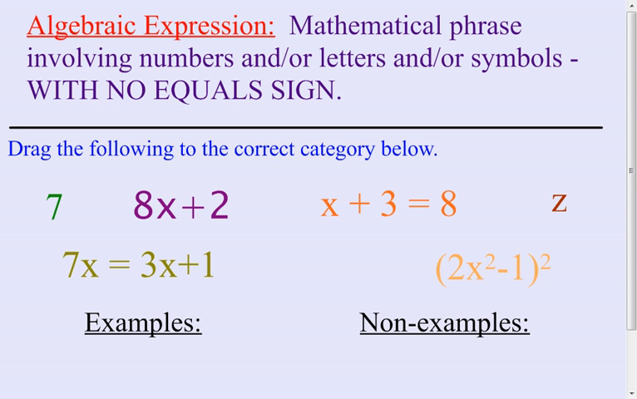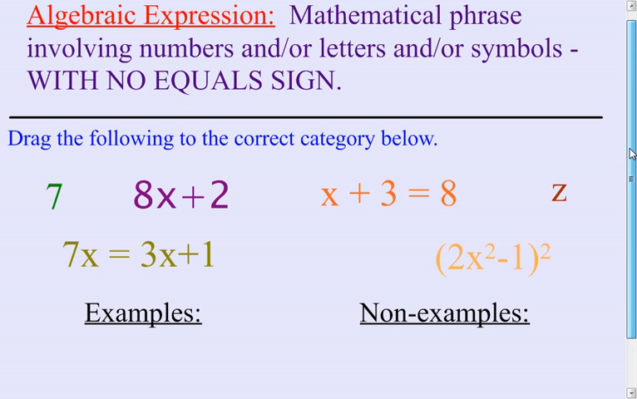All right. Then we want to look at algebraic expressions. Algebraic expressions are mathematical phrases that involve numbers, letters, and symbols. Okay, so it could be just a number by itself, or just a letter by itself, or a combination of numbers and letters or symbols. Okay, but the key thing is that it cannot have an equal sign in it. If it has an equal sign in it, then it's an algebraic equation. But if it does not have an equal sign in it, then it is an algebraic expression.